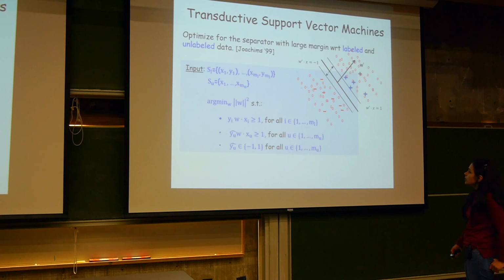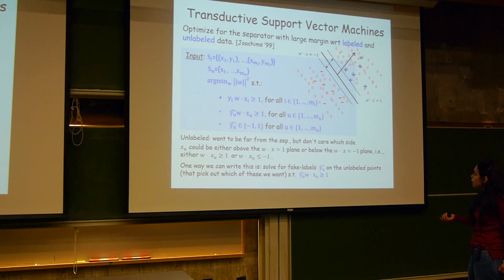But now we also have unlabeled points. For the unlabeled points, we want them to be far from the separator, but we don't care on which side they are. So all I want to make sure with the unlabeled points is that they are either above the separator w dot x equals 1, or below the separator w dot x equals minus 1. This is what I care about. One way to write this is to put fake labels on the unlabeled points and then ensure that this is satisfied, which mathematically just means that my unlabeled points are far from the separators. So that's one way to write it down.